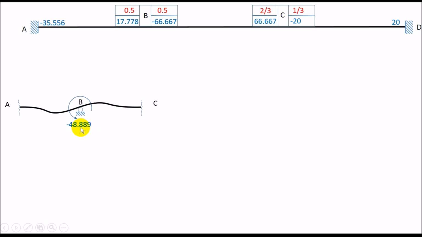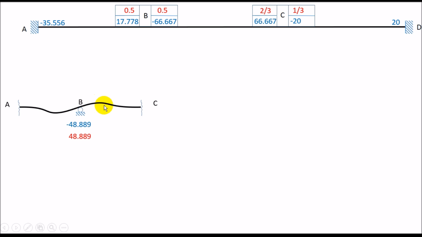Thus, to counteract this, we have to additionally provide a plus 48.889 clockwise moment. So you see this anti-clockwise moment gets negated when we add plus 48.889. So this 48.889 we have added to the beam. For practical reasons, we cannot externally add moments. It is the strength of the beam itself which will try to resist this minus 48.889, and it will give this positive 48.889 from its own strength.